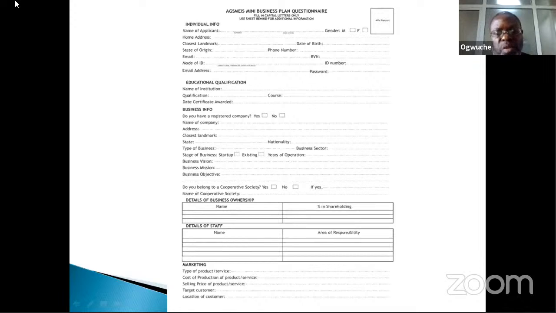So we try to assuage people for that understanding, in case people have fears that if they give their BVN, they're likely to lose their money or something of that nature.